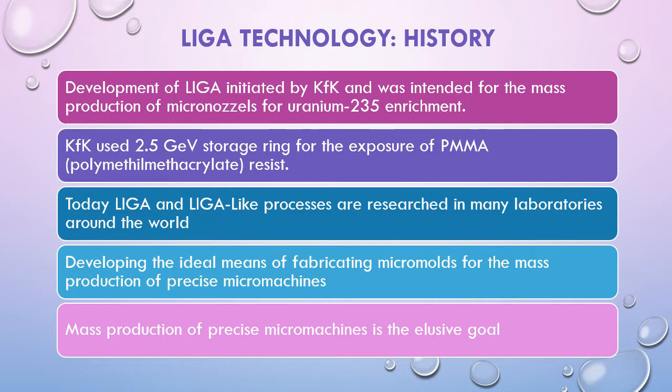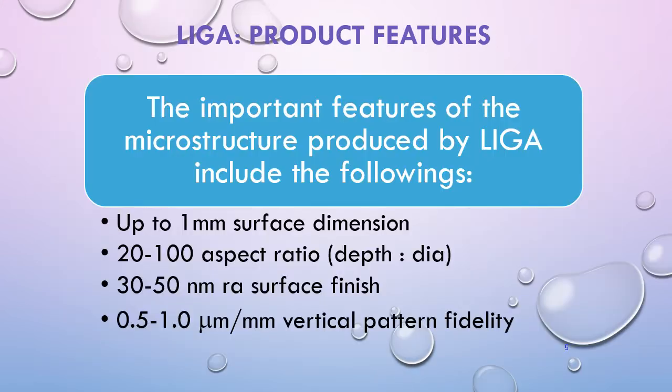The goal for this industry is to develop the ideal means of fabricating micromolds for the mass production of precise micro machines. That's the target in the industry. Here are some important features of the microstructures produced by LIGA. First, it can produce up to 1 mm surface dimension, 20 to 100 aspect ratio in depth, 30 to 50 nanometer surface roughness, and 0.5 to 1.0 micrometer per mm vertical pattern fidelity.